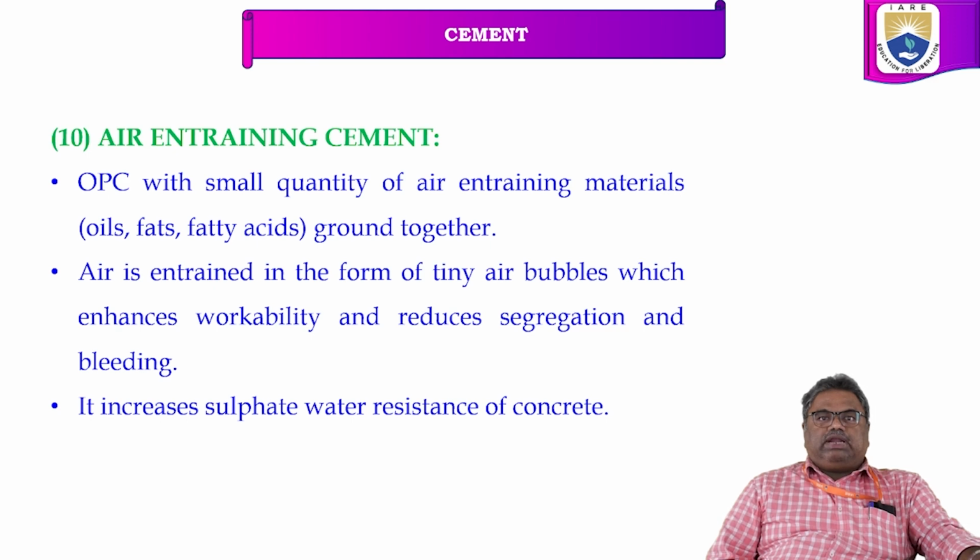The tenth one is air entraining cement. It is OPC with a small quantity of air entraining materials, that is oils, fats, and fatty acids, ground together to form air entraining cement. Air is entrained in the form of tiny air bubbles, which enhances the workability and reduces segregation and bleeding.